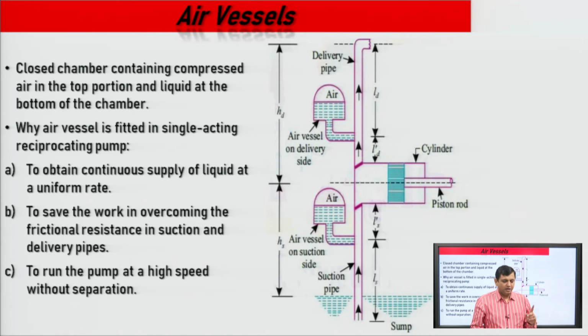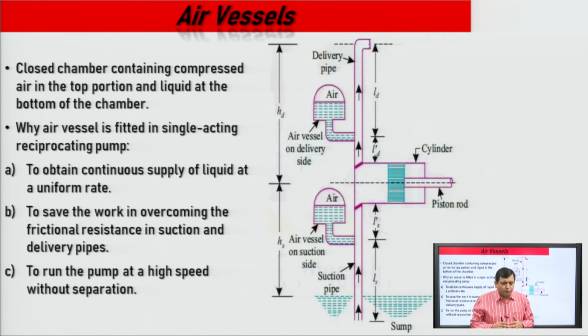Second is to save work in overcoming the frictional resistance. There is frictional resistance when fluid is flowing in the suction pipe and delivery pipe. Friction is calculated by the Darcy-Weisbach equation. So, how is this power minimized? This is done by the air vessel. The function of the air vessel is to save the work in overcoming the frictional resistance in the suction and delivery pipe.